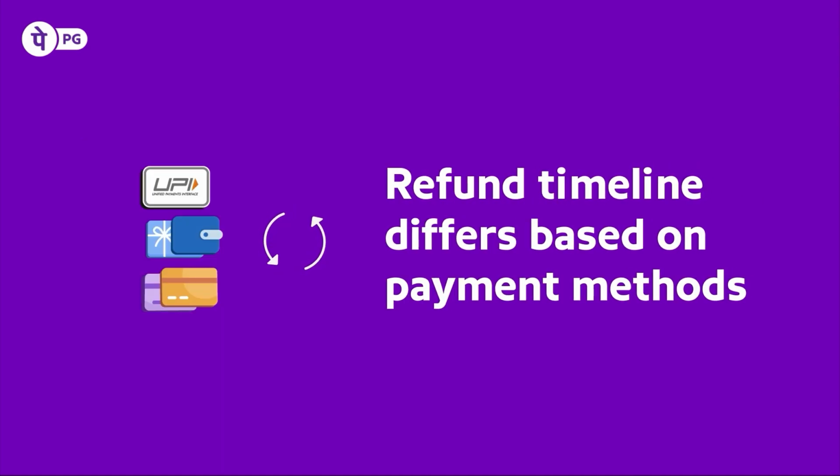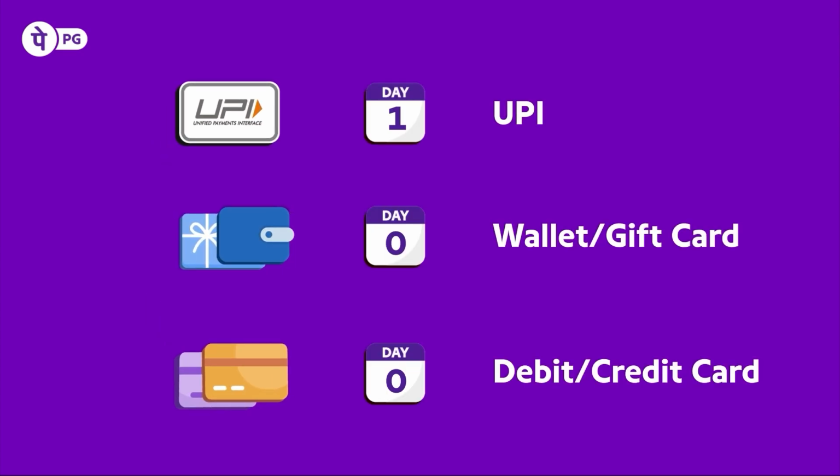Once you initiate the refund, the amount will be credited to the customer based on the payment method used. For UPI, it takes 1 day and wallet or gift card takes 3 to 5 working days. Debit or credit card takes 5 to 7 working days.